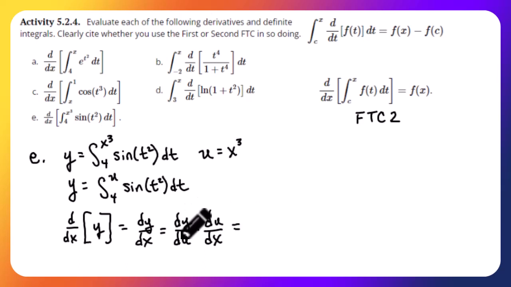So what is dy du? Well, we're going to look at this part right here. Okay, we have the integral from 4 to u of a function of t dt. So the second fundamental theorem of calculus says that dy du is just equal to the sine of u squared. And then we need to multiply that by du dx. So we have u is equal to x cubed, du dx is equal to 3x squared.